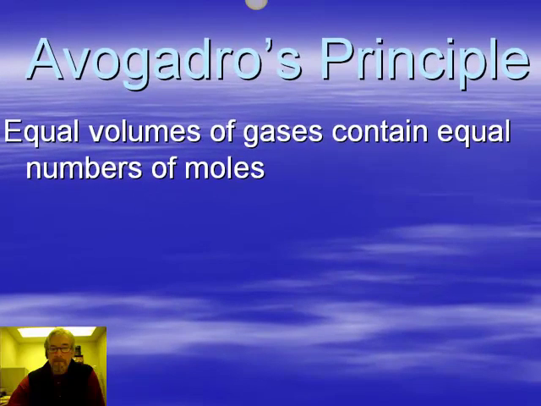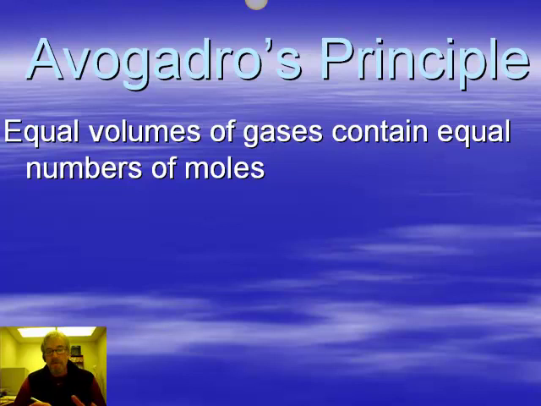There's another law called Avogadro's Principle, and this is where we first get to start to play around with numbers of moles. Avogadro's Principle says equal volumes of gases contain equal numbers of moles. And that's true for any gas, but here's the restriction. The temperature and the pressure have to remain constant.